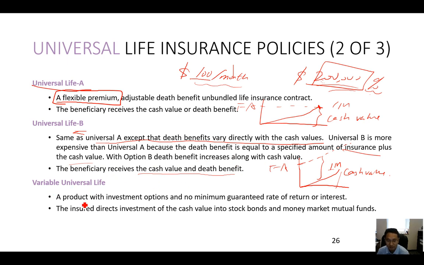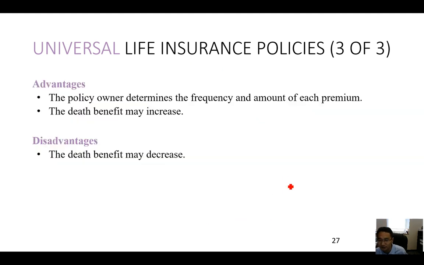Variable universal life is a product with investment options. Variable means you can choose. It has no minimum guaranteed rate of return or interest. Basically, you choose some investment, whether it's good or not, and you take the risk. But they do have some protections, at least in annuity products. I'm not quite sure whether there is some protection if you have some loss. It will help you a little bit on that. You direct investment of the cash value into stocks, bonds, and money market mutual funds. All of those you can choose.